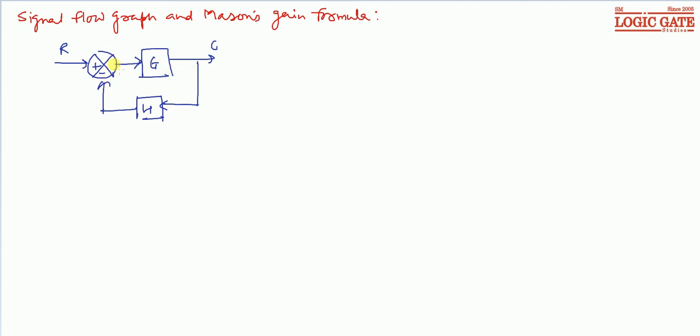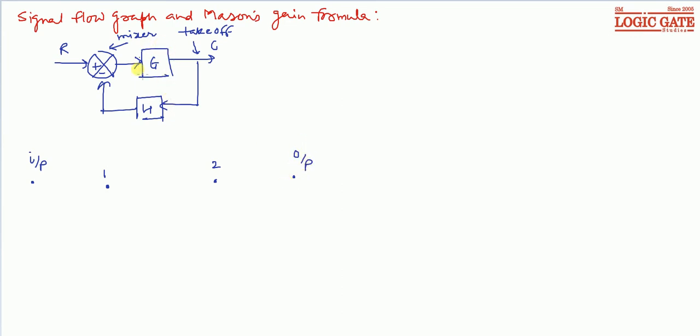So to make the signal flow graph of this block diagram, we must take nodes for the mixers and takeoff points. In this block diagram, we have one mixer and one takeoff point. So one node for the mixer and another node for the takeoff point. Apart from these two nodes, we'll take two additional nodes as input and output nodes.